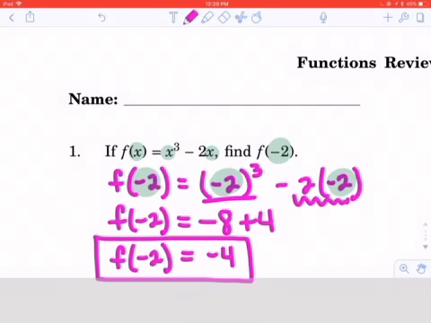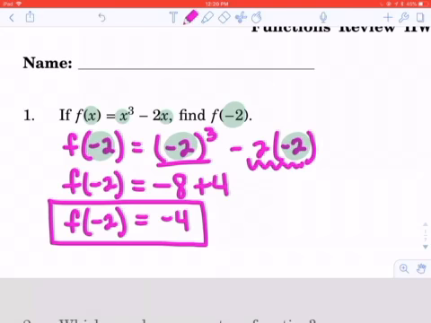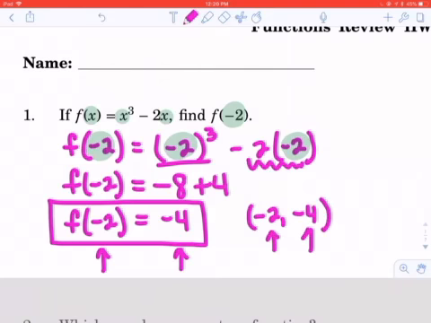And I just want to make sure I go over what this means. This means the function at -2 equals -4. And we could write that as an x, f of x, or an xy value. And again, input, output, x, y. And then one last x, f of x.